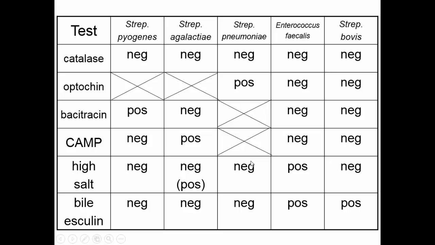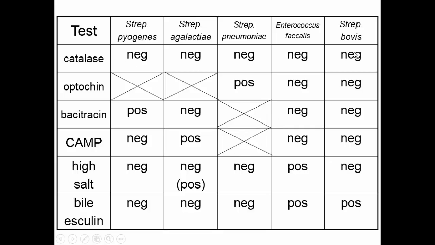Just to recap overall, some tests are not done on every organism. For example, Optochin would not be done on the beta or gamma hemolytic organisms. Bacitracin would not be done on the alpha hemolytic organisms, neither would CAMP. So these organisms do not have results. You should not have tested them.